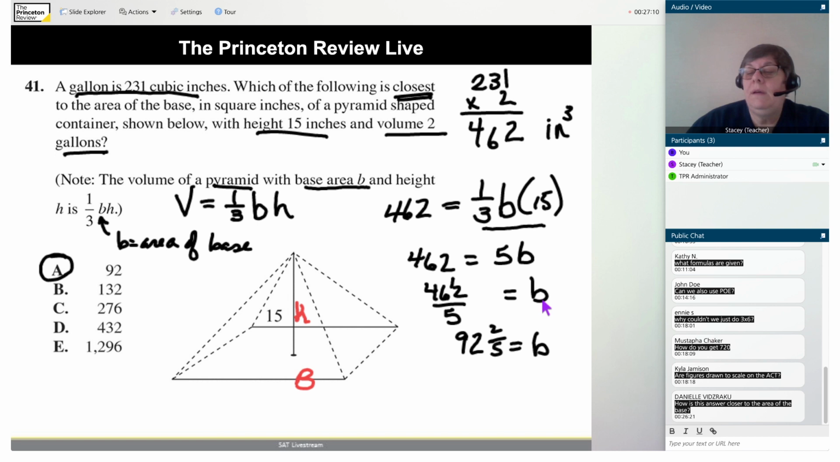1/3 of 15 is 5, and when you get to this formula right here, 5 times the area of the base is 462. This is where I said you can estimate. I know that since this answer is less than 500, the base has to be less than 100. If that base is 100 or more, that volume has to be 500 or more. Since this is 462, this base area has to be less than 100. And if you look at your answer choices, there's only one answer that's less than 100. So I know at that point right here that A is going to have to be the area of the base.